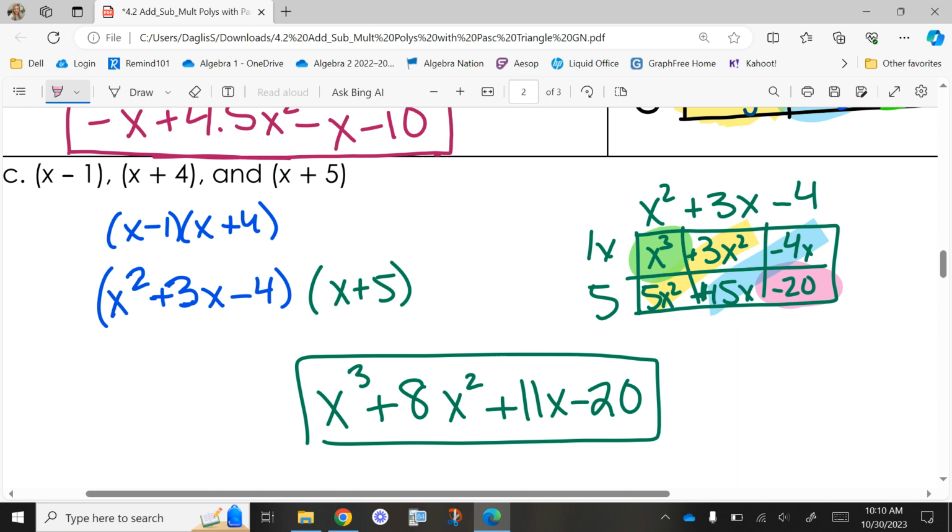How we feel about add, subtract, multiplying? We good? Okay.